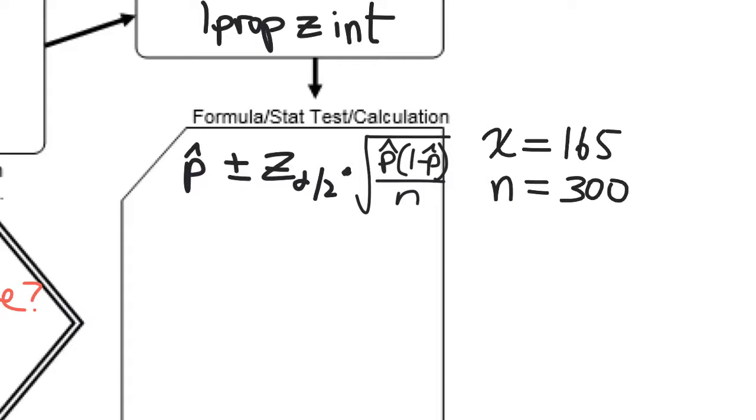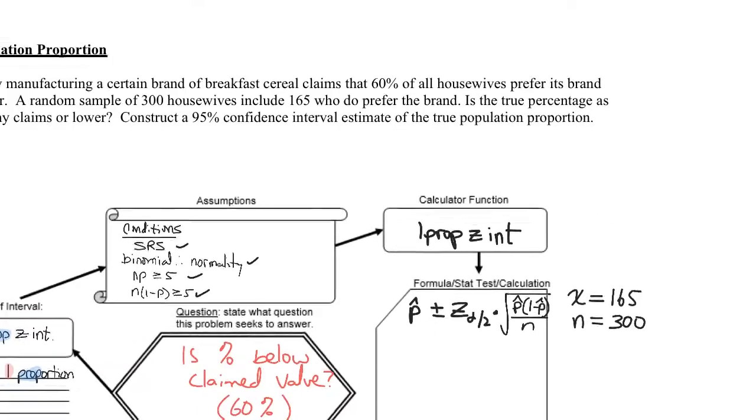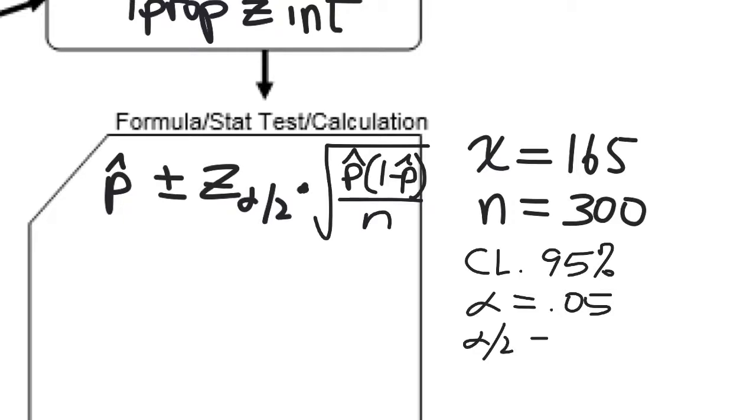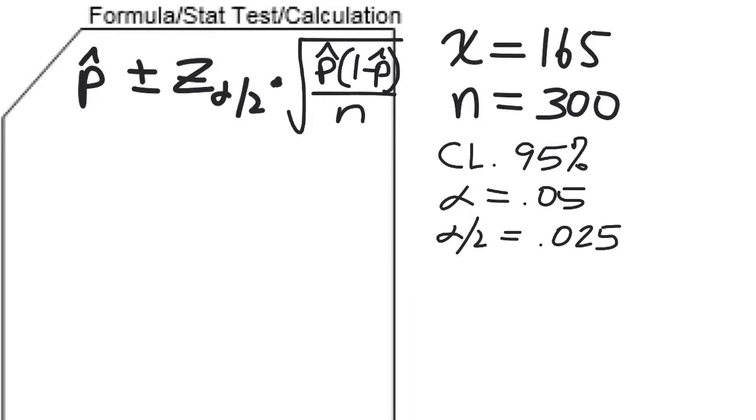All right, so we're looking at 95% confidence. So confidence level is 95%, which makes alpha equal to 0.05, which makes alpha over 2 equal to 0.025. It's a Z, so inverse norm on our 0.025 is going to be approximately 1.96.